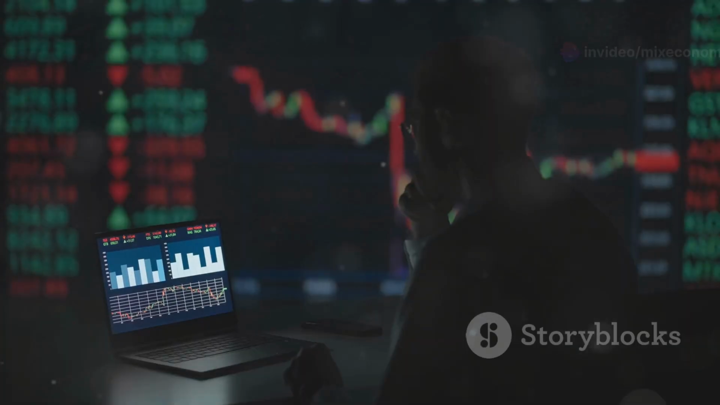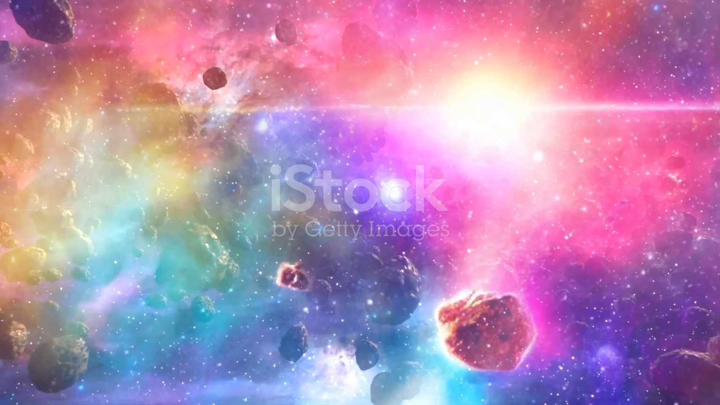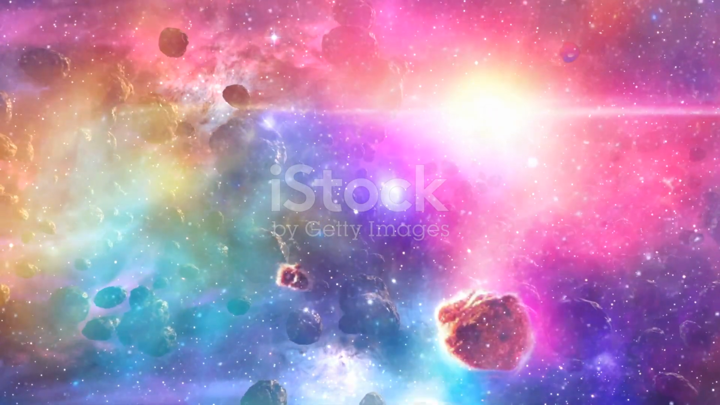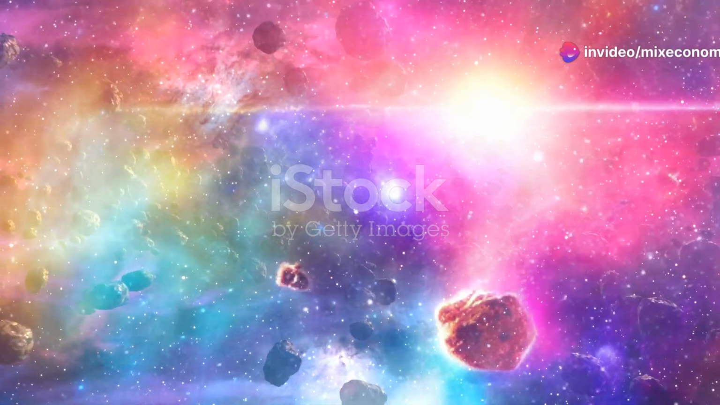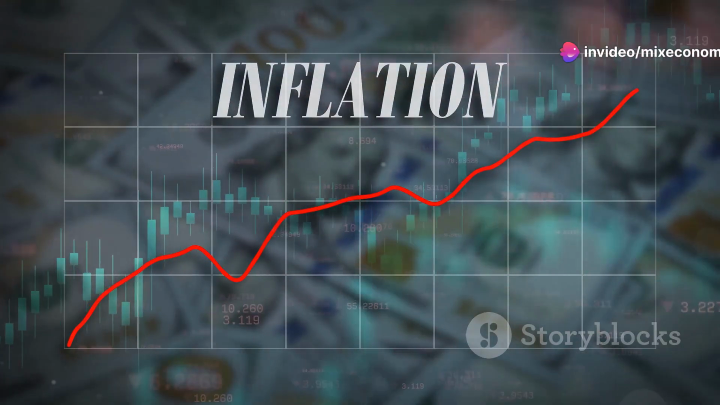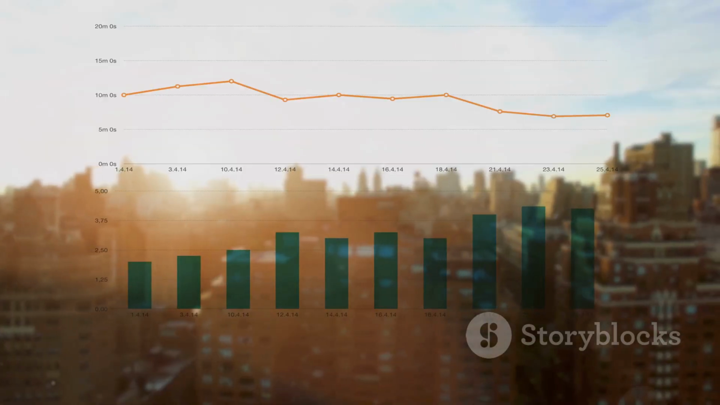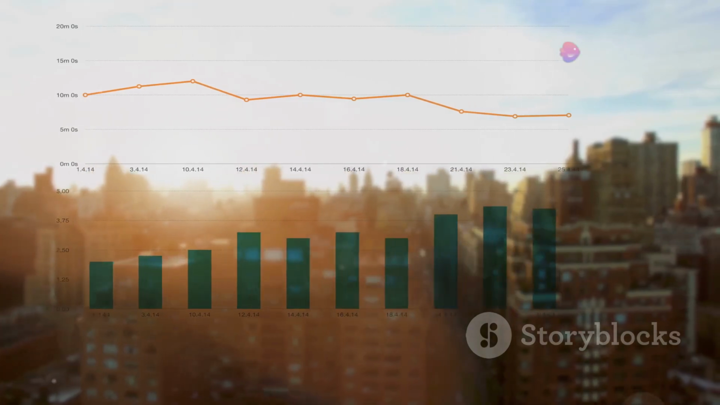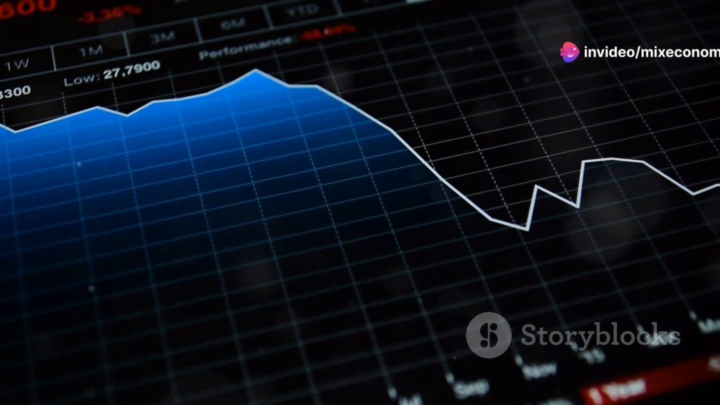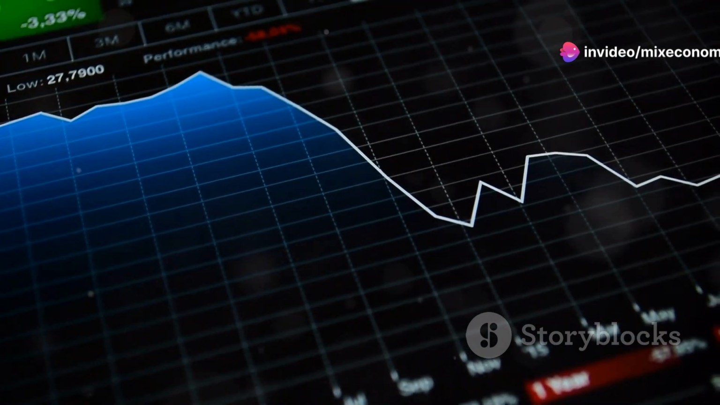Let's delve deeper into the relationship between the money supply and price levels. Imagine the money supply as a vast, expanding nebula, and prices as the individual stars within it. The rate at which the money supply grows is directly related to the rate of inflation. If the money supply grows slowly, inflation will be low and stable. However, if the money supply expands rapidly, inflation can surge, causing economic instability.